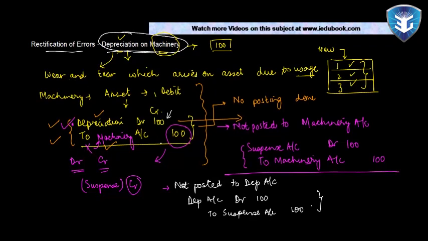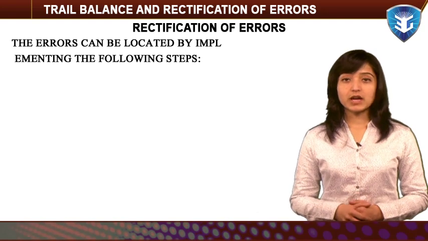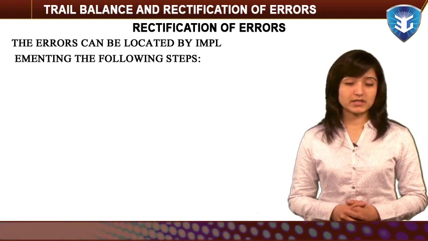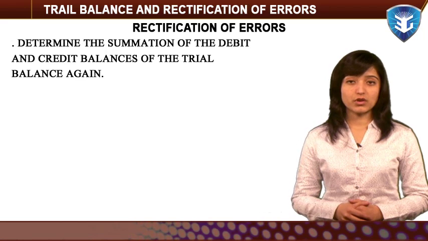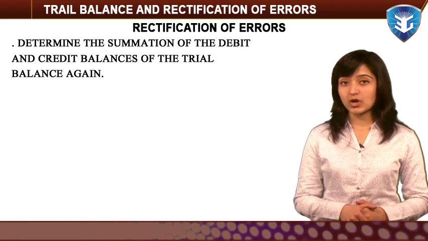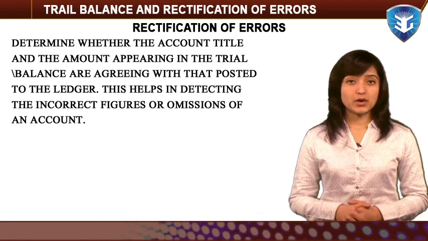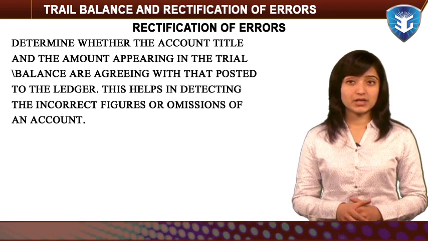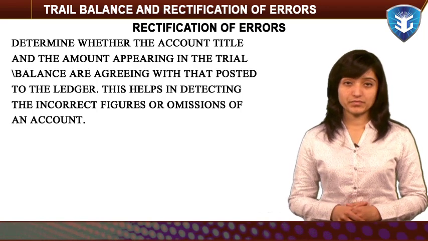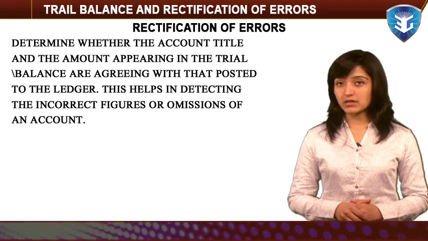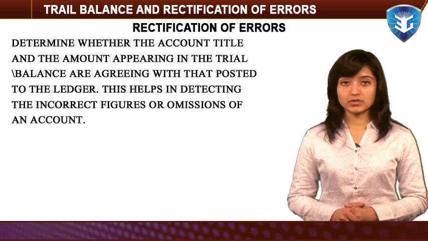Again, there could be further situations also, but they are not that ticklish, and because of the knowledge which you have gained earlier in respect of purchase and sale transactions, those should be manageable. The errors can be located by implementing the following steps. Determine the summation of the debit and credit balances of the trial balance again. Determine whether the account title and the amount appearing in the trial balance are agreeing with that posted to the ledger. This helps in detecting the incorrect figures or omissions of an account.